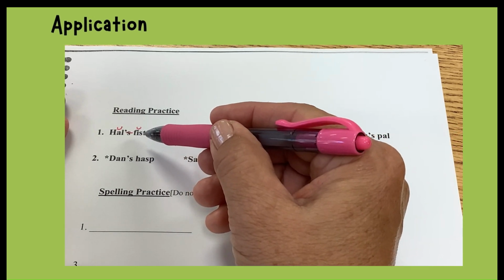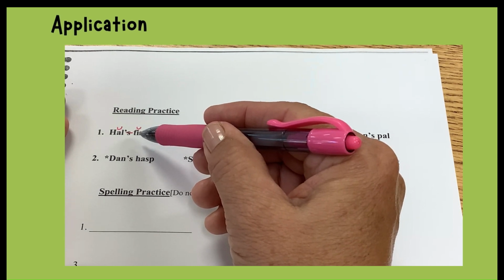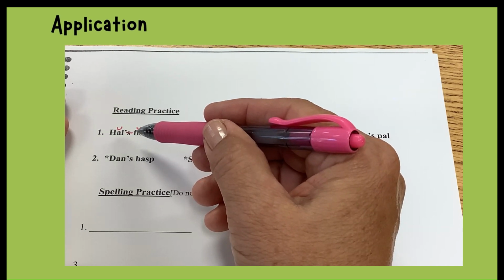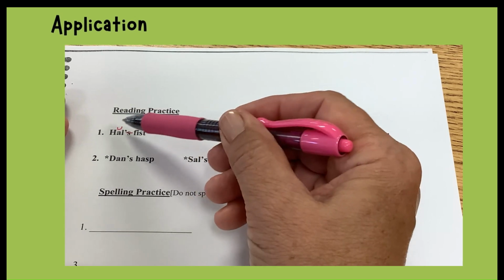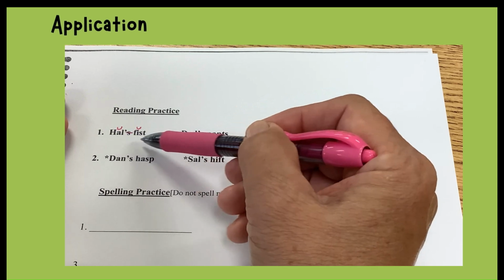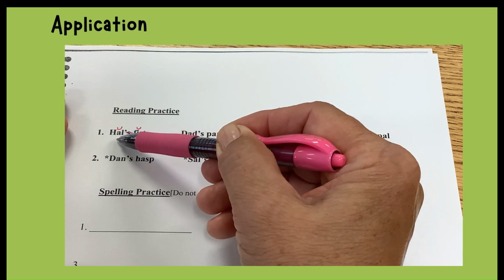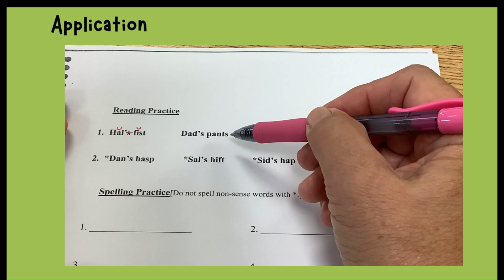Fist. That S is making an S sound because it's not the final sound. That S is just making a normal S sound, okay? Read that phrase. Very good. House fist. That fist belongs to a person named Hal. Let's go on to the second word in that first line.